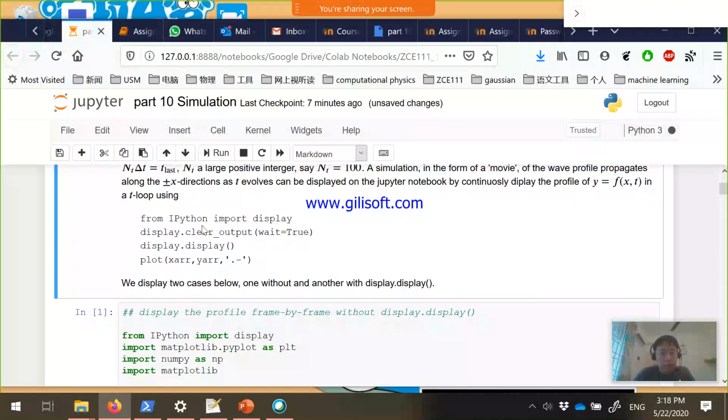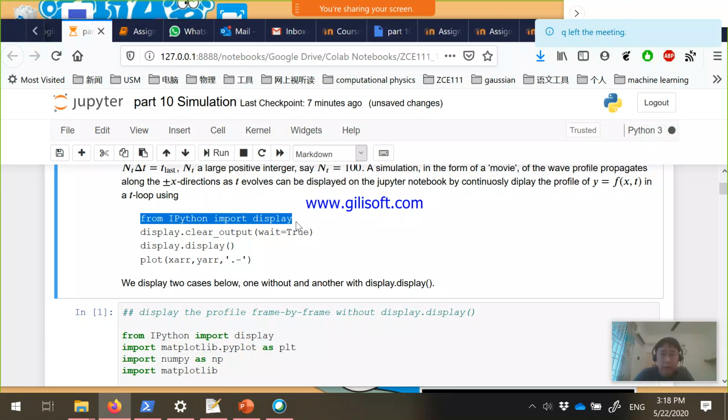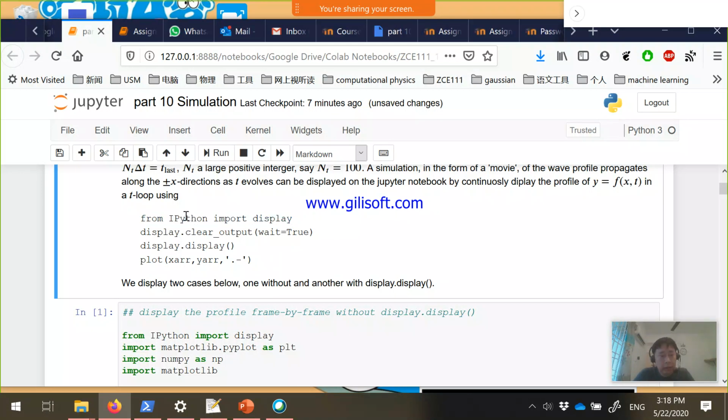In order to do that, you need to use this additional thing called IPython. I think you can only do the simulation and display on Jupyter. If you are using Spyder, it may not work. I have not tried this, but it probably may not work. So you need to use Jupyter, and then import from IPython, which is a package for display. Then you need to clear the display and do a wait there.